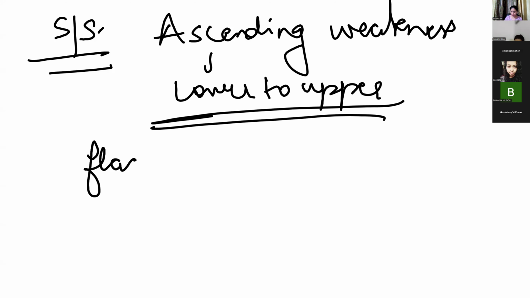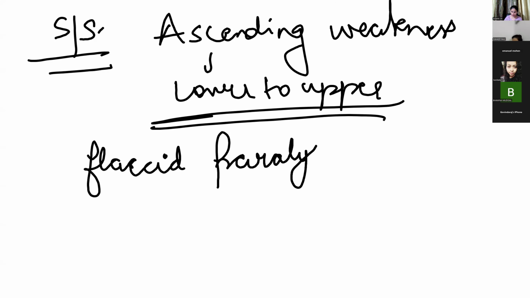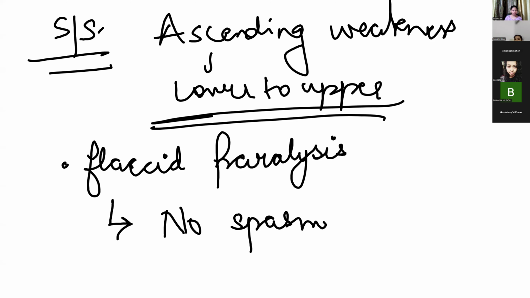Then there will be flaccid paralysis. What is the meaning of flaccid paralysis? It means there will be no spasms, but weakness is there. That means flaccid paralysis.